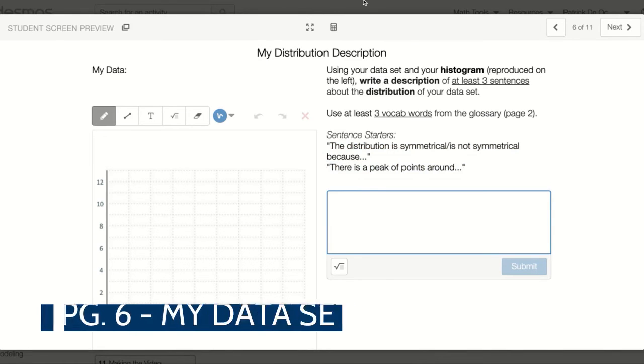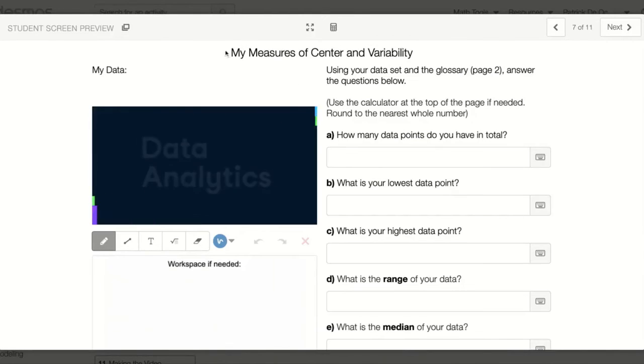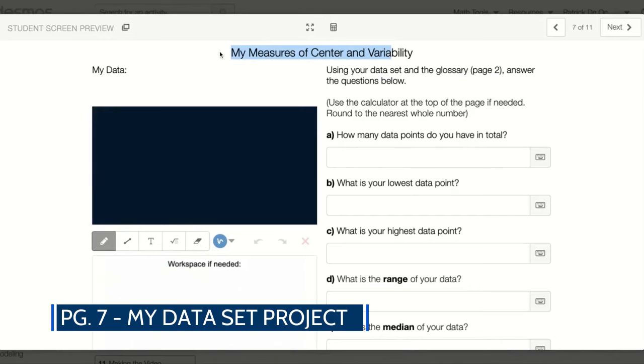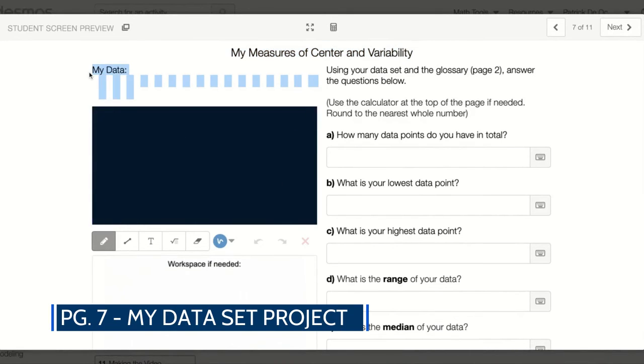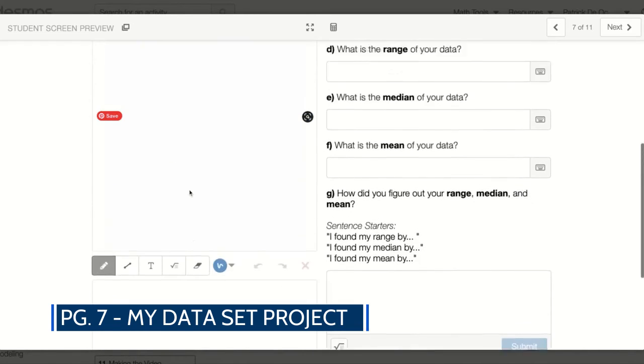That is page 6. Page 7. The title is My Measures of Center and Variability. Your data, if you typed it, is on the left side. And on the bottom here is your workspace, and you have 2 workspaces if you need it.